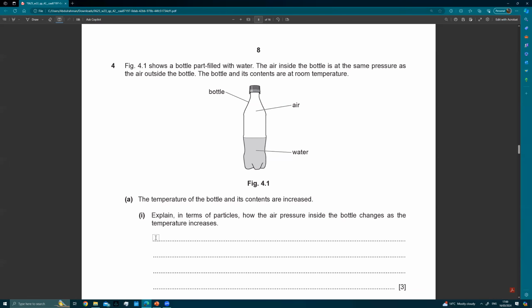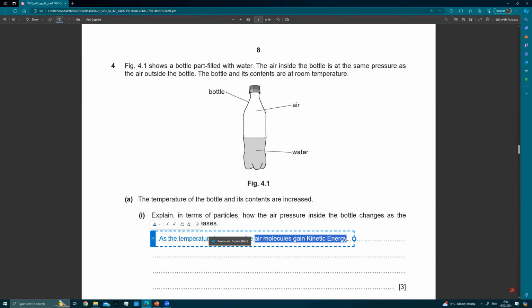is as the temperature increases, the air molecules gain kinetic energy, right? Higher temperature, they have more kinetic energy. Or you could say, to be more accurate, it would be better to say the average kinetic energy of the air molecules or particles. It's more accurate to say molecules, but the question says explain in terms of particles. So I'm just going to use the word particles. The average kinetic energy of the particles increases.